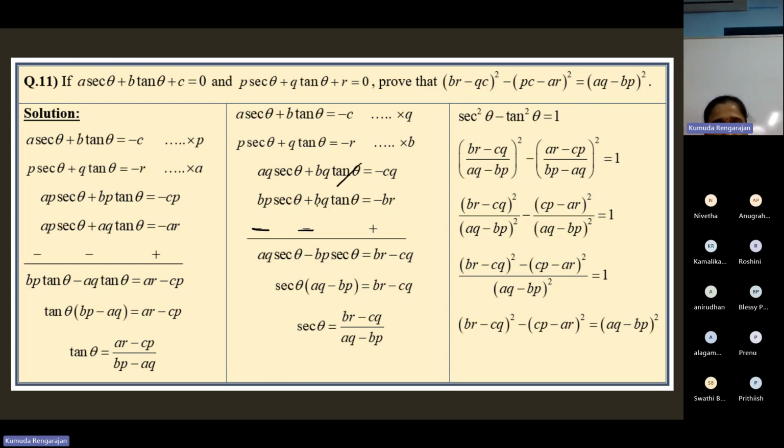BQ tan theta minus BQ tan theta gets cancelled. So here AQ secant theta minus BP secant theta is equal to, this is positive. So write that positive thing first. BR minus CQ. This is positive, no? We have changed the sign. Minus BR is plus BR. So BR minus CQ. Right? So now secant theta is common. So in the bracket, you will get AQ minus BP is equal to BR minus CQ. So secant theta is equal to BR minus CQ by AQ minus BP.